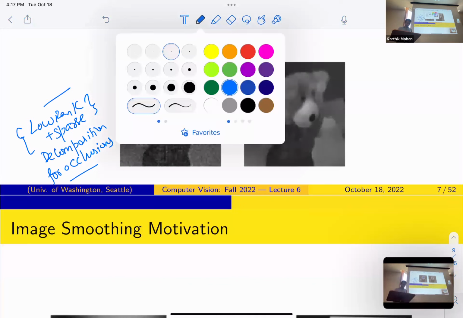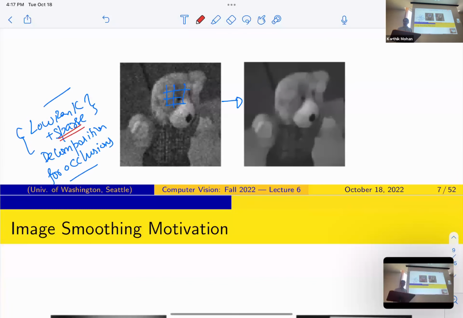If you notice, in total variation, we didn't use sparsity of the image itself. We use the fact that the gradient is sparse. So with occlusion, which is a more complex thing, there is this low rank component that gets added that can help separate things. So I'll refer you to Google this and learn more about it.